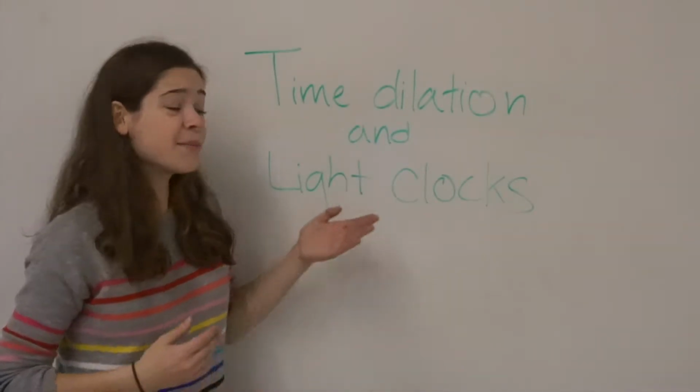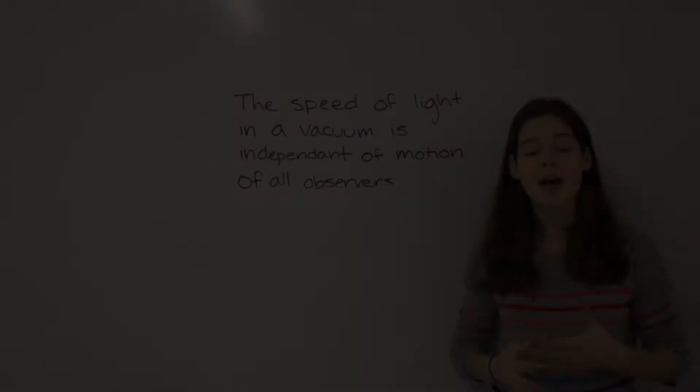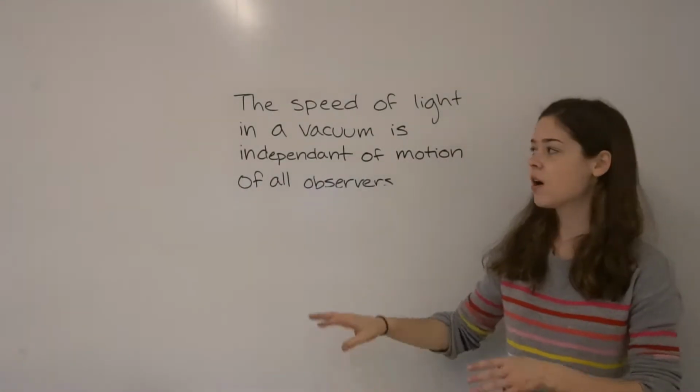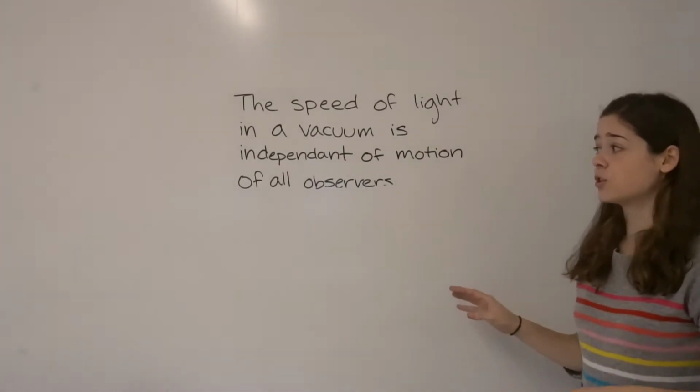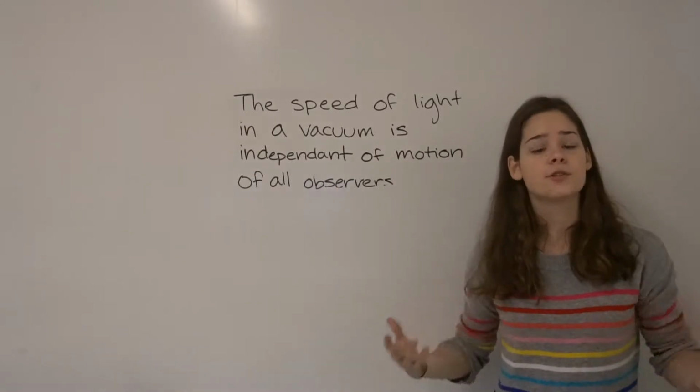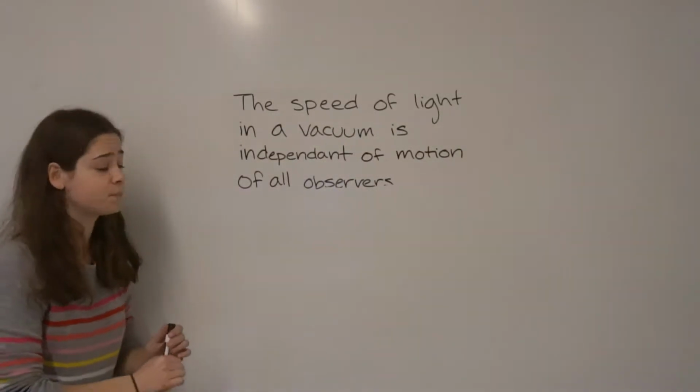Russell, and today I'll be speaking with you about time dilation and Einstein's light clocks. Einstein based one of his theories on this postulate: the speed of light in a vacuum is independent of motion of all observers. So using this idea, Einstein created the thought experiment of the light clock.